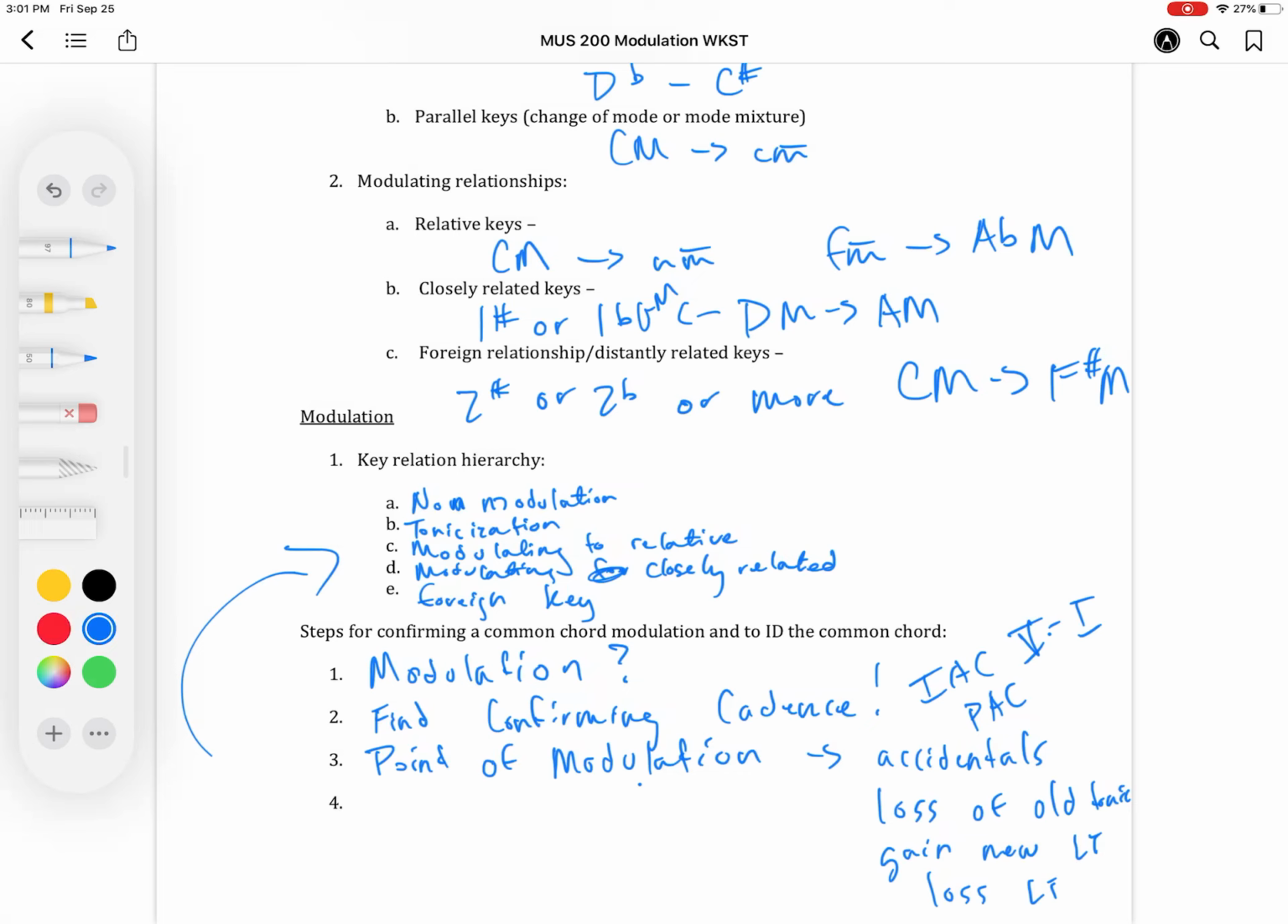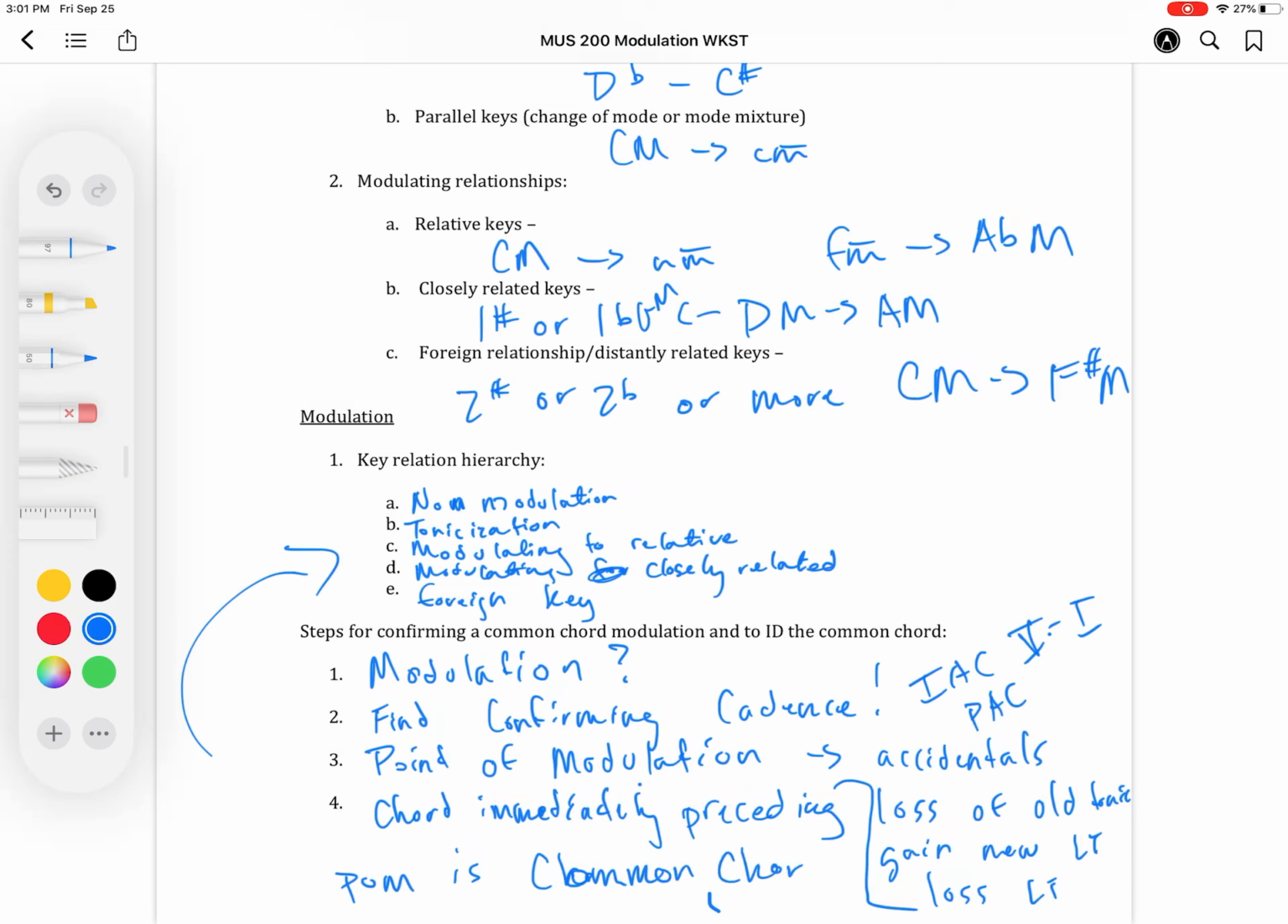Once you find your point of modulation, the chord immediately preceding your point of modulation is usually your common chord. I'm sorry, I'm not writing this very well. But the chord that immediately precedes your point of modulation is usually your common chord. So we've seen that in all the examples, right?